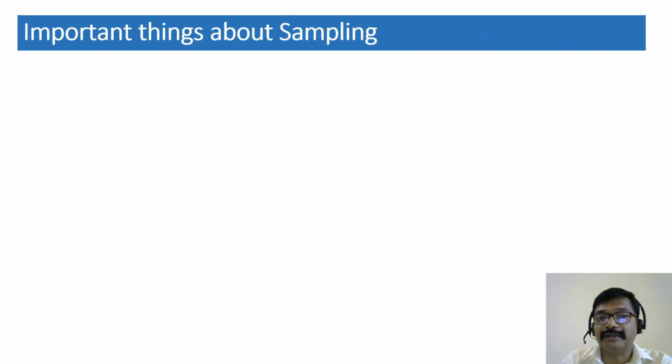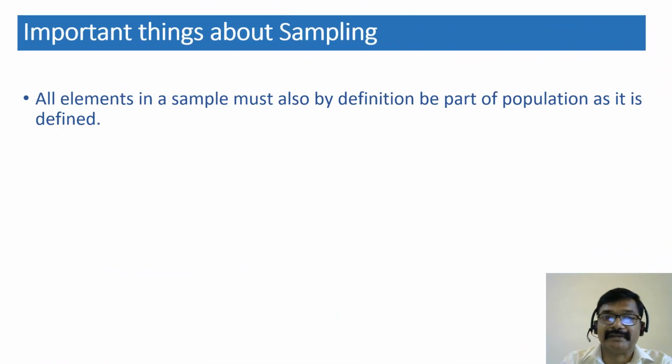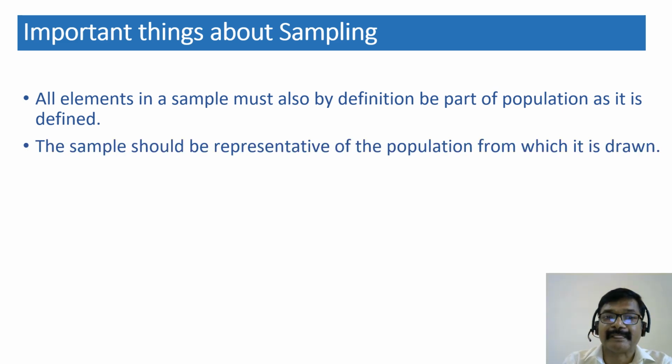There are a few important things about sampling. Whenever you are taking the sample, it should be taken from the population only, the same population group for which you want to draw the conclusion. This is a basic thing. Then it should be representative of the population from which it is drawn.